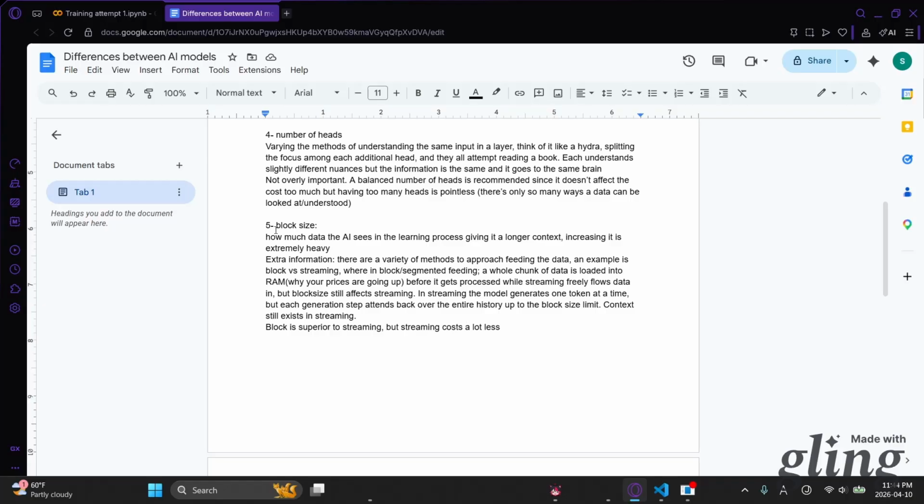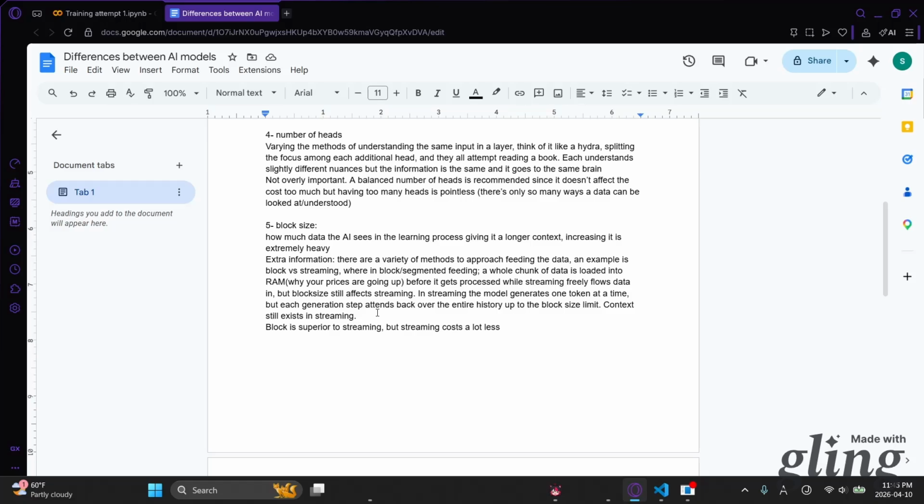But I added this here just to say that block size still does matter for streaming, because the model might generate one token at a time, but the token still goes back and reads over the entire history up to the block size limit. So there is still a context in streaming. Even though you freely flow in knowledge, it is still relevant and has to be taken into consideration.